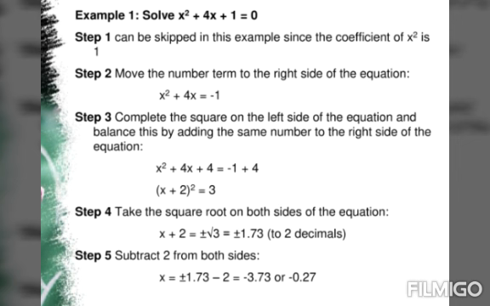For example, solve x squared plus 4x plus 1 is equal to 0. We turn the equation into x squared plus 4x is equal to minus 1. That is x squared plus 4x plus 4 is equal to minus 1 plus 4. That is x plus 2 all squared is equal to 3. That is x plus 2 is plus or minus root 3. That is x is minus 2 plus or minus root 3.